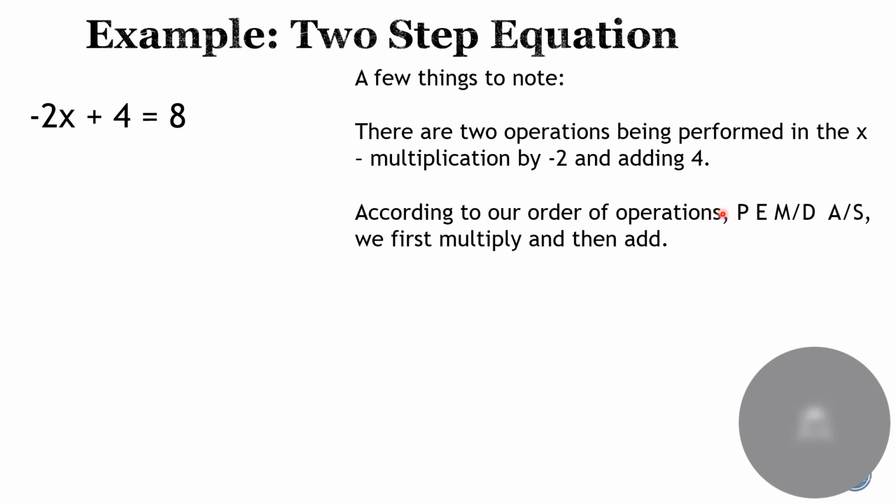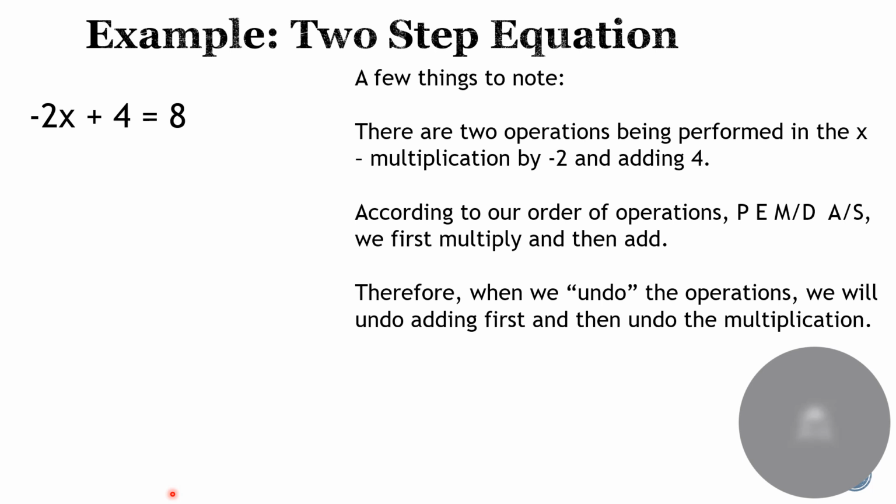According to PEMDAS, order of operations, we first multiply and then we add. So I want you to think of it this way. Think of this as I am putting on my socks and then I'm putting on my shoes. So we're going to take the x, we multiply the x by -2, putting on the socks, and then we add 4 to the result of that. We do not do x plus 4 and then multiply that by -2. Okay, not the way that's written. Therefore, when we undo the operations, we will undo the adding first, and then we will undo the multiplication.